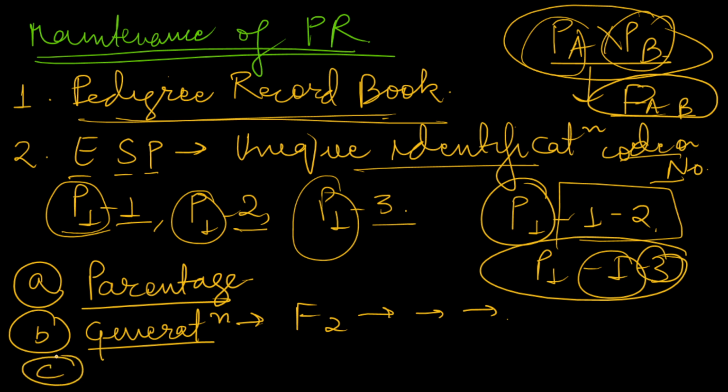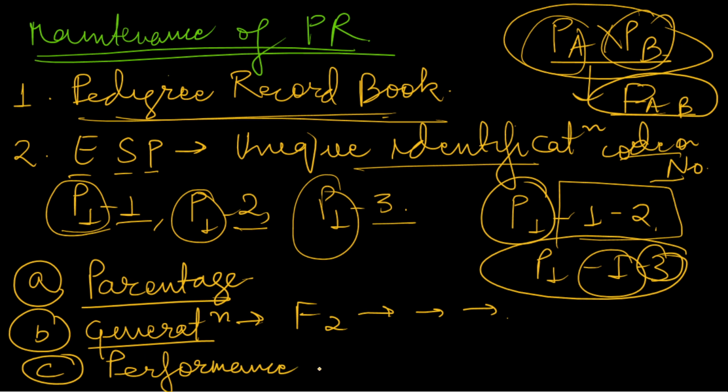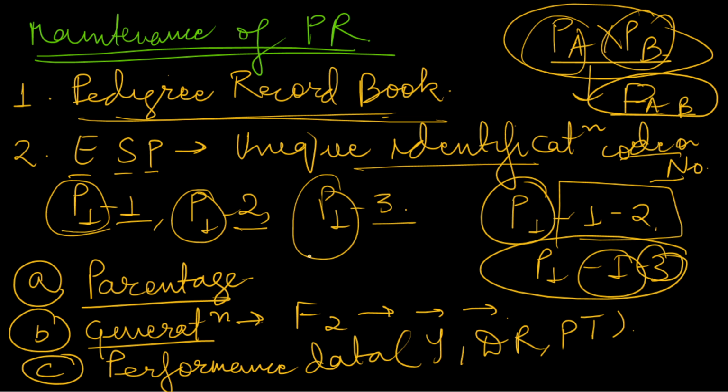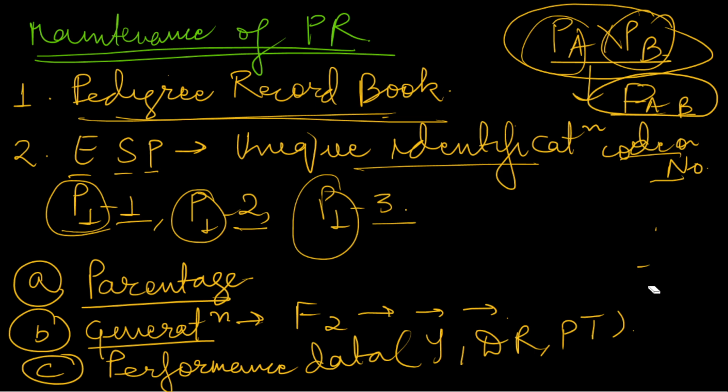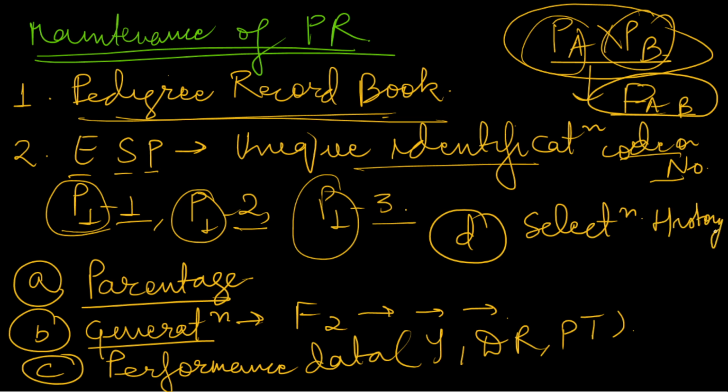Secondly, we also need to keep performance data. This data would be of yield, disease resistance, plant type, all these things. And at the end, you also have to keep selection history, that is, which plant came from which progeny.